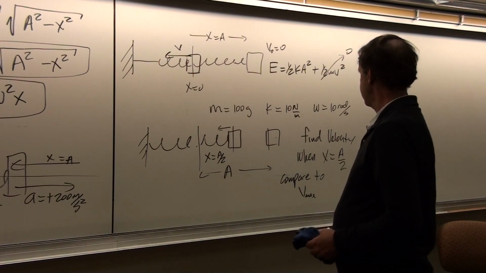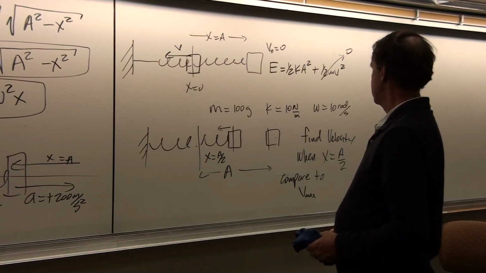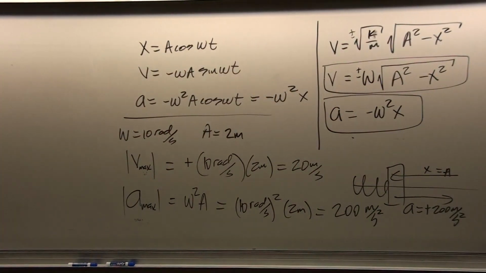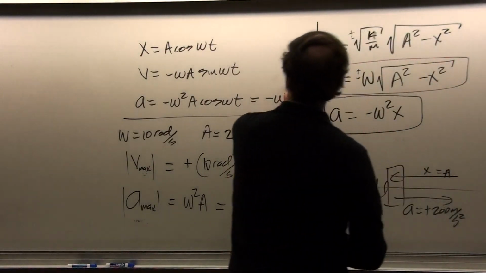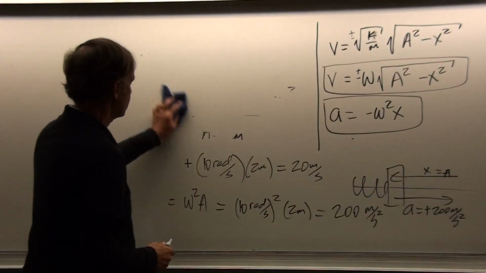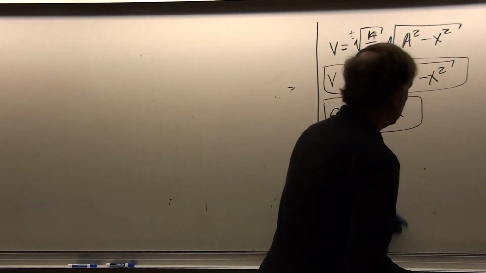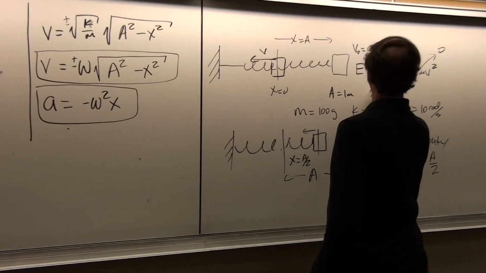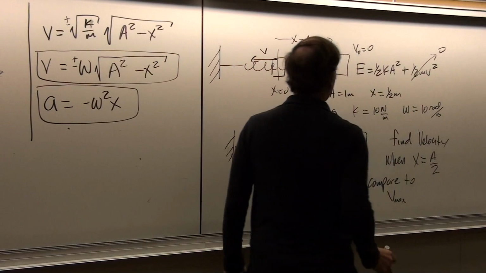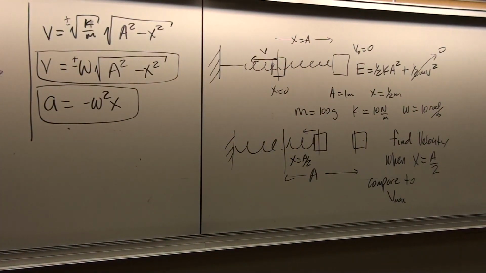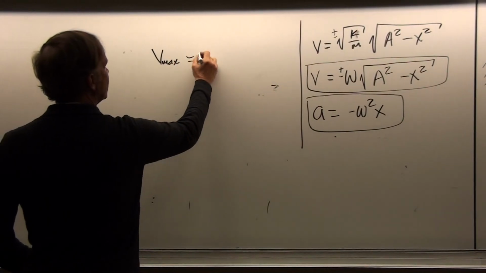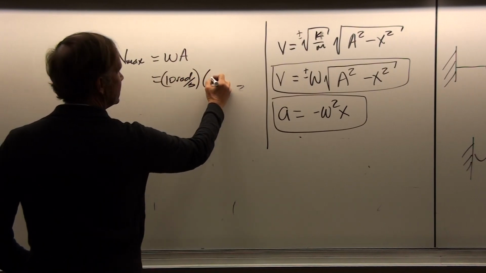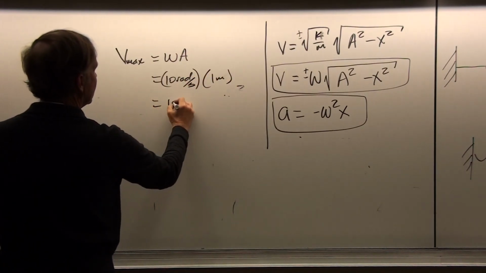Now we know what Vmax is. Vmax is going to be equal to, from over here, plus or minus omega A. So for this problem, let's say that A is equal to 1 meter, so that x then would be equal to 1/2 meter at the halfway point. Then Vmax would be omega A, that would be 10 radians per second times 1 meter, or 10 meters per second.